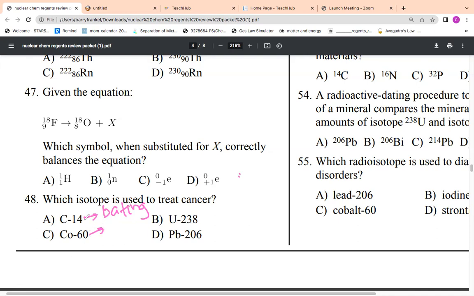Cobalt-60, this is the answer to our question. This is something that we use to treat cancer, radiation therapy.